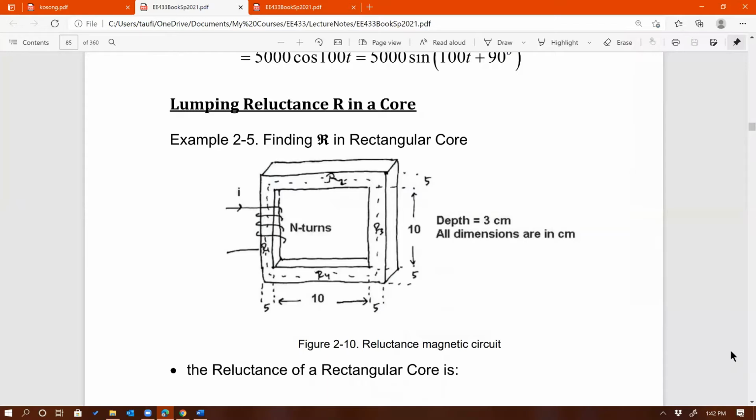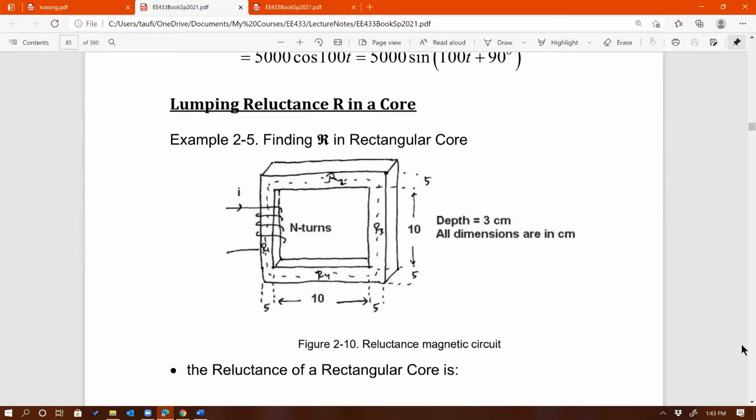And the more important part of the chapter is toward the end. I'm going to spend more time on that one, or I'm going to go slower on that one. That's going to be on air gap and the benefits and drawbacks of having air gap in the core.